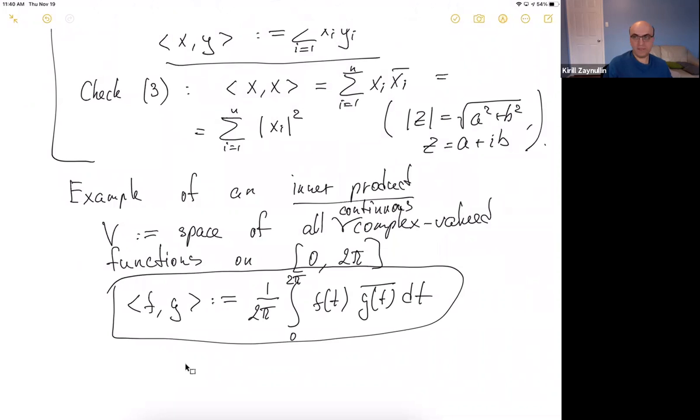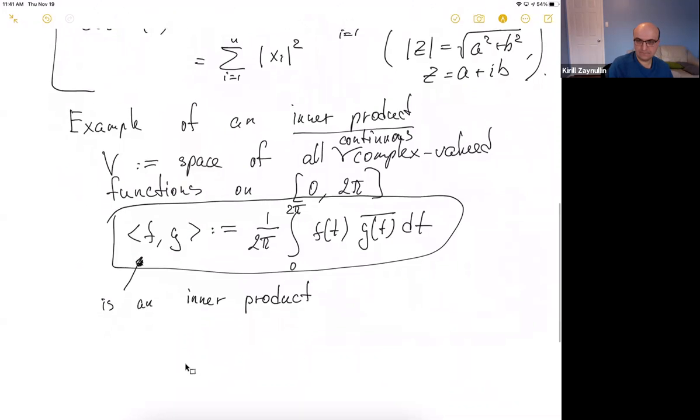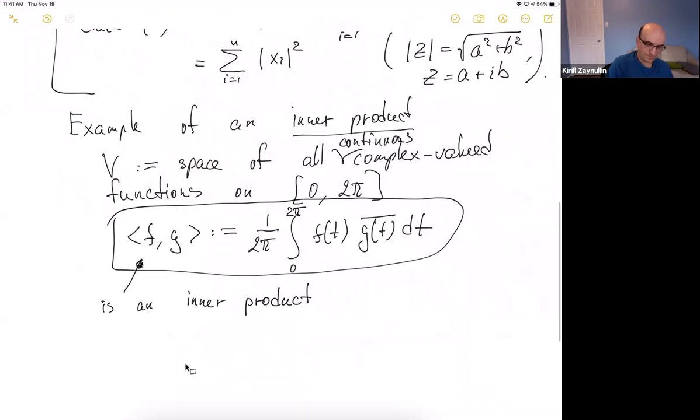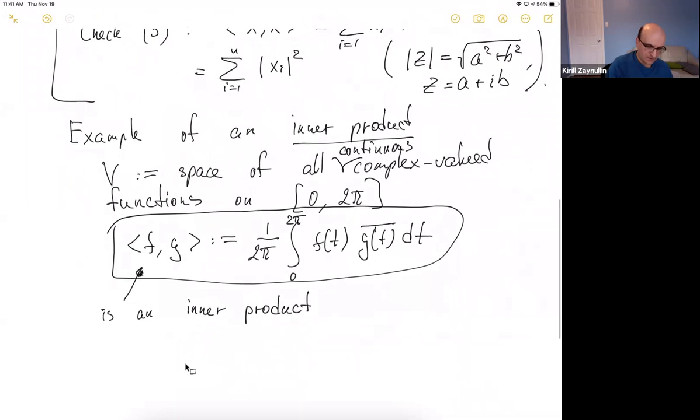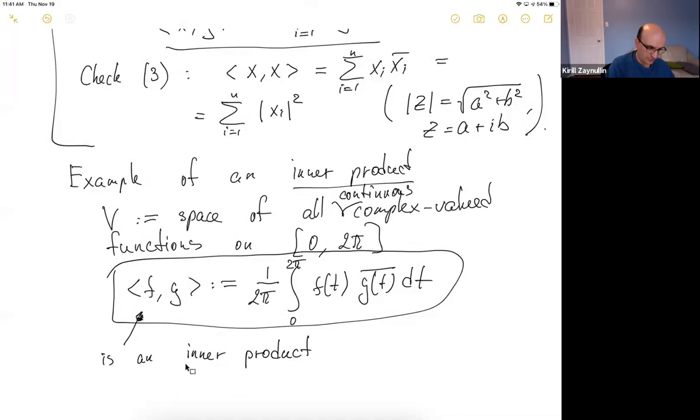And indeed, one may check, it's pretty straightforward to see, that first of all, this is clearly an Hermitian form, but moreover, this is indeed an inner product. It's pretty easy to check condition 3.